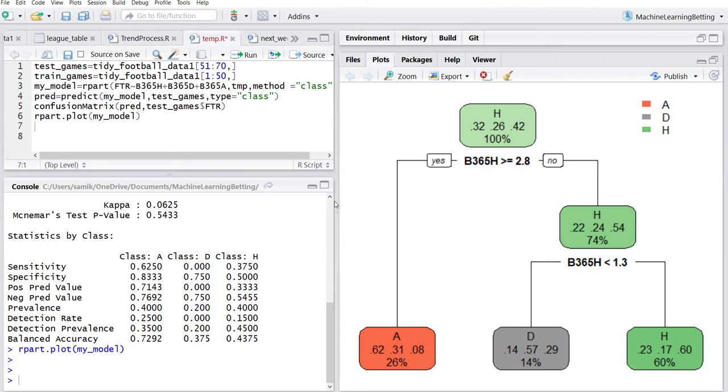So this is the model that it developed on the basis of the first 5 weeks, while the model that we had in the previous video was fit to the first 7 weeks. So that has more information, and so that should hopefully be better. But this model, basically looking at it, it's going, okay, if the odds for a home win are greater than or equal to 2.8, most likely the away team's going to win. If it's less than 2.8, then we split it like this.